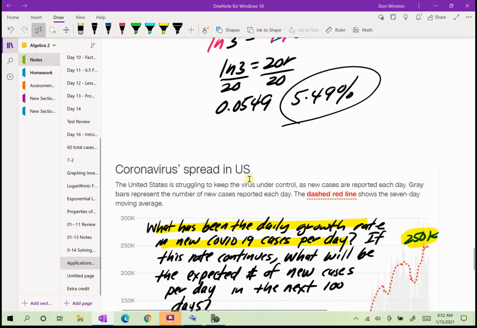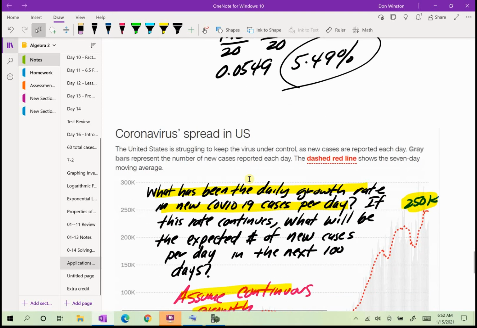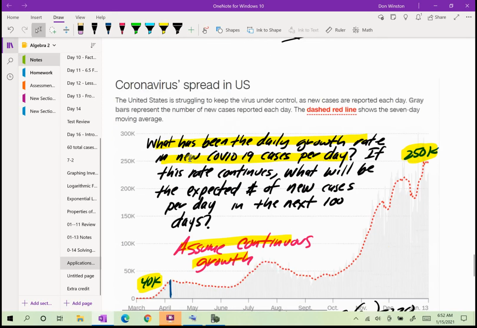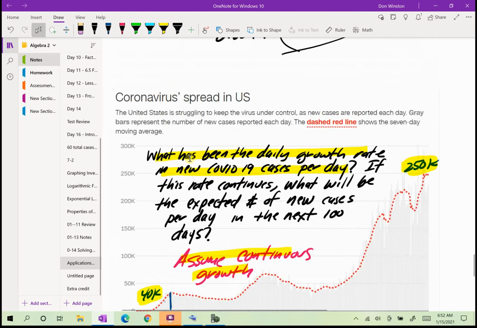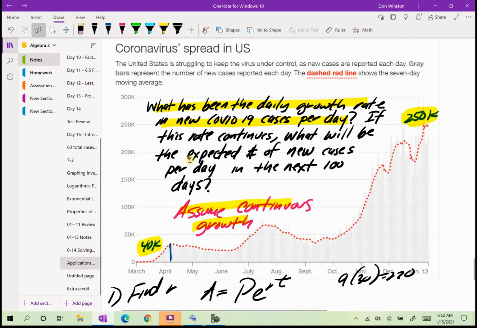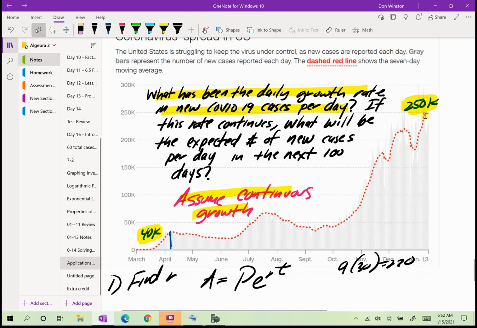All right, now let's look at this here because this is interesting. This illustrates the coronavirus spread in the U.S. The U.S. is struggling to keep the virus under control as new cases are reported each day. Gray bars represent the number of new cases reported each day. The dashed red line shows the 7-day moving average, so they're just averaging the prior 7 days. As you can see, the 7-day moving average has been increasing tremendously. On April 13th, it was 40,000. By January 13th, 9 months later, it was 250,000 cases reported each day.